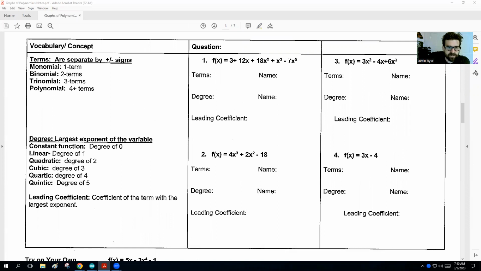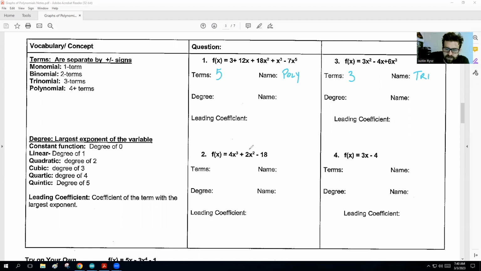So terms are what are separated by the plus or minus sign. If we look at each one of these examples here, we can see this first one has 1, 2, 3, 4, 5 terms. And since it has 5 terms, we would just call this a polynomial. I'm just going to abbreviate here just because I'm kind of running out of space. All right, just let's stick with terms. Okay, this has 1, 2, 3 terms. We call that a trinomial.